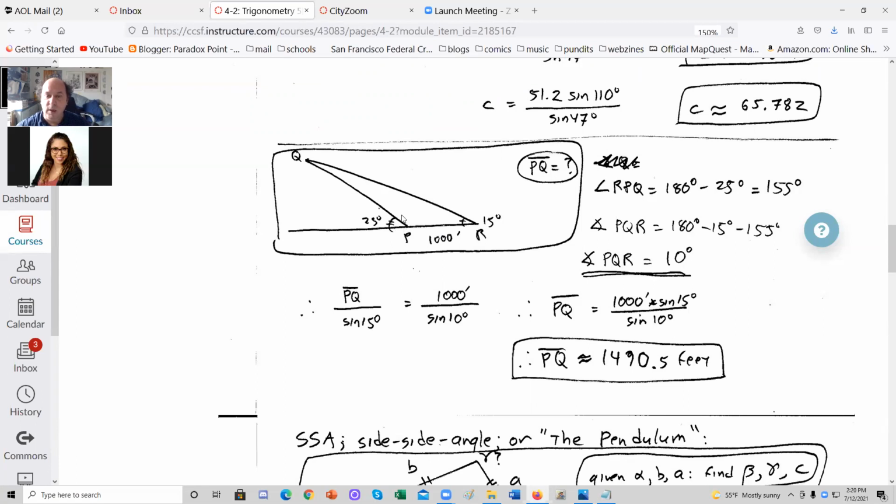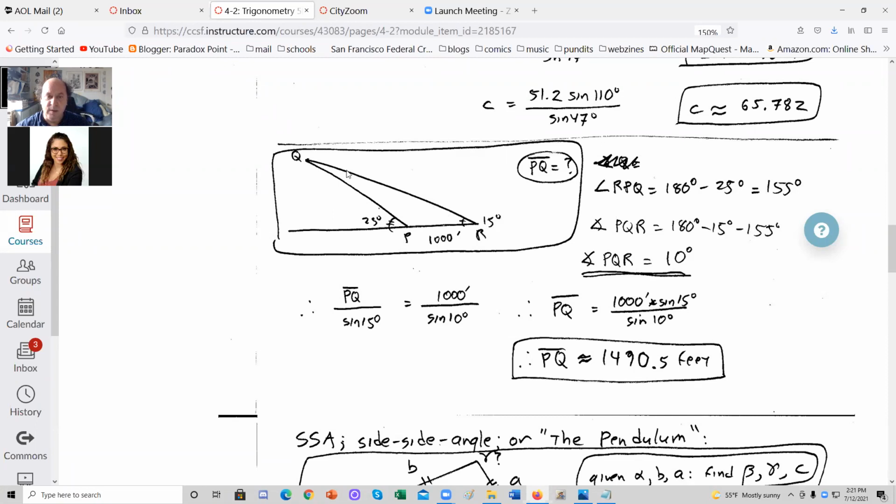Okay, now, PRQ is 15 degrees. RPQ, this angle in here, is 180 minus 25 degrees, which comes out to 155 degrees. Then this angle here, PQR, will be 180 minus 15 minus 155. That comes out to 10 degrees.